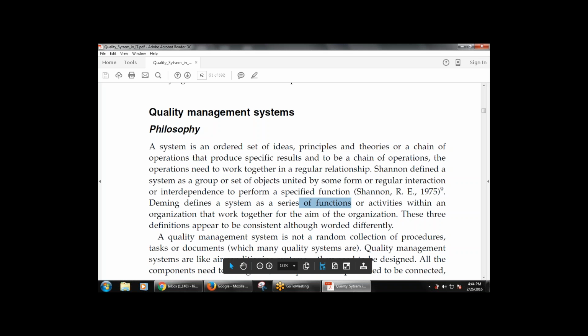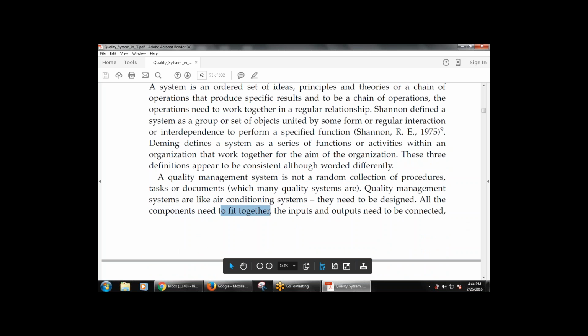These 3 definitions appear to be consistent, although worded differently. And a quality management system is not a random collection of procedures, tasks, or documents. This is a systematic manner used for the collection of the procedures. And quality management systems are like air conditioning systems that need to be designed. So these are like the ACs that need to be designed. All the components need to fit together. The inputs and the outputs need to be connected. That means they are designed in such a way that the outputs are connected with each other.